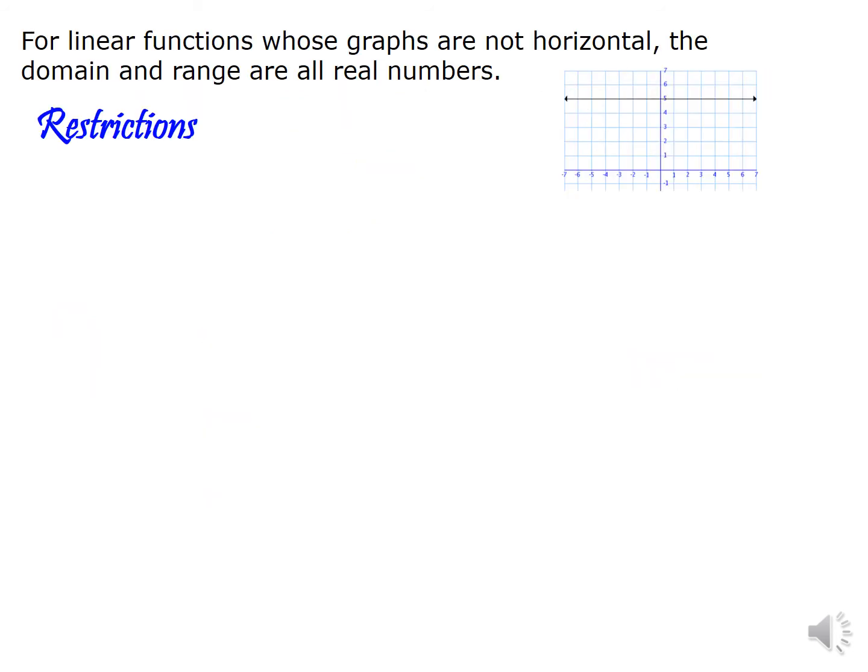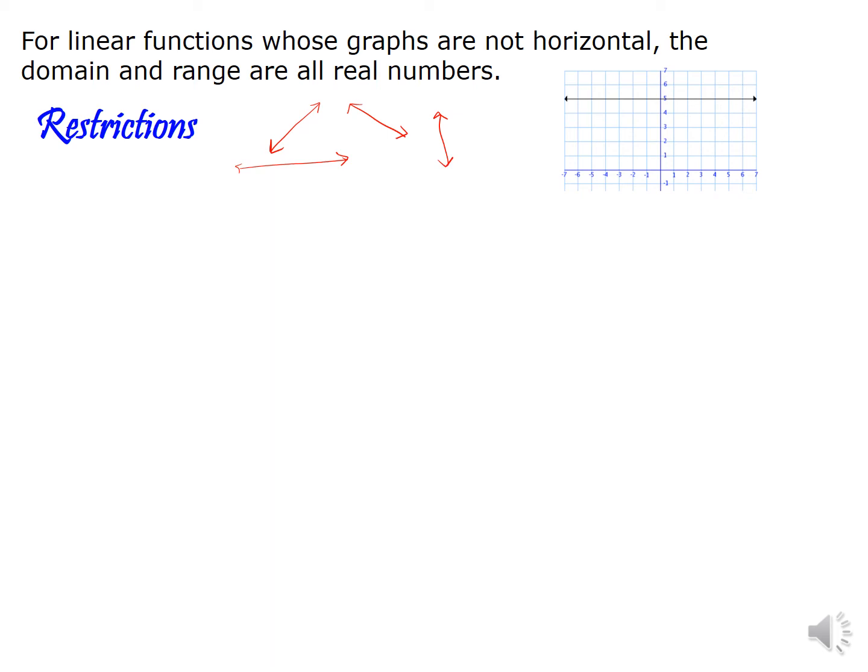Okay, so I want to go over some of the restrictions. So, for linear functions whose graphs are not horizontal, the domain and range are all real numbers. And we can see this because the lines represent all the values of x that are going to be covered and all the values of y that are going to be covered.